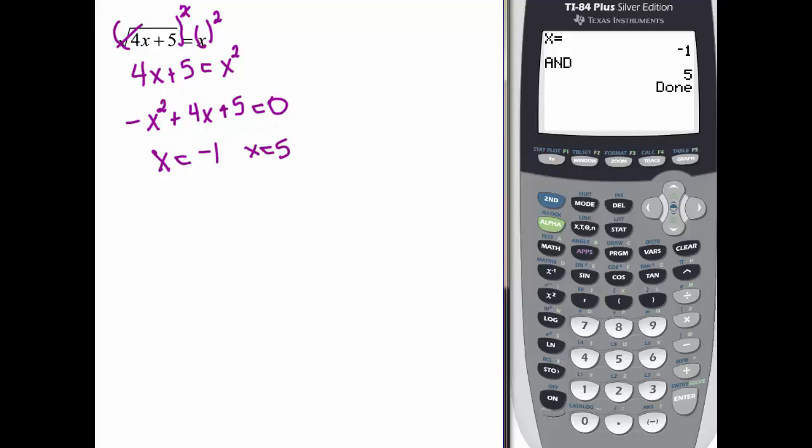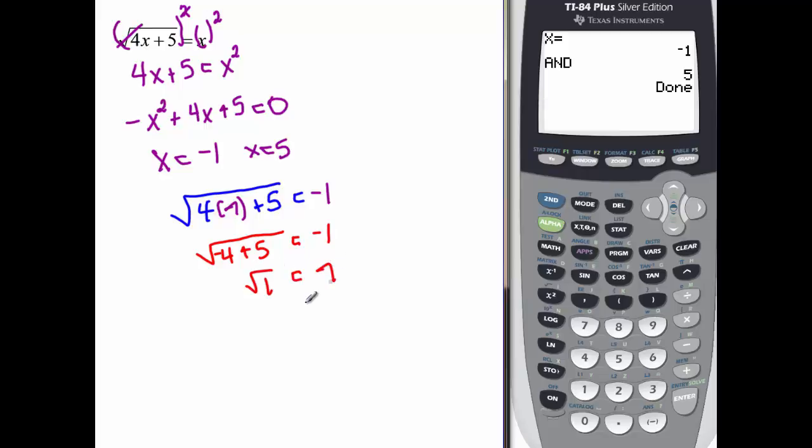Well, I have to check both of those. If I check -1, I have the square root of 4 times my -1 plus the 5, and that's supposed to be equal to my -1. When I do the work, this gives me the square root of -4 plus 5 equal to -1, or the square root of 1 equal to -1, but the square root of 1 is +1, which is not -1. So this is not one of my answers.